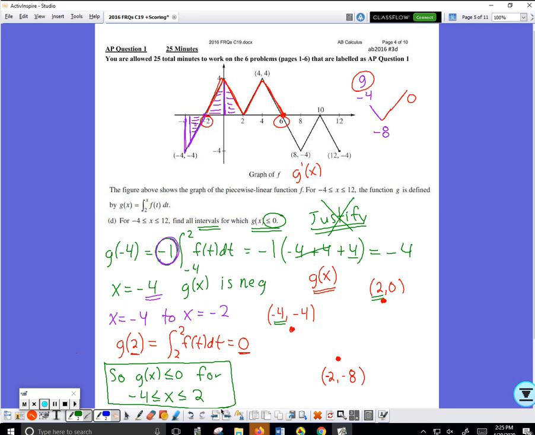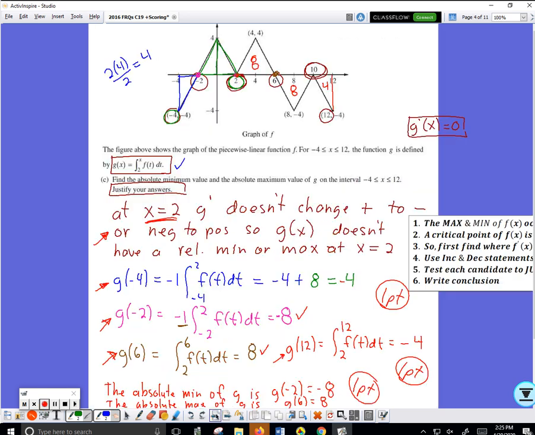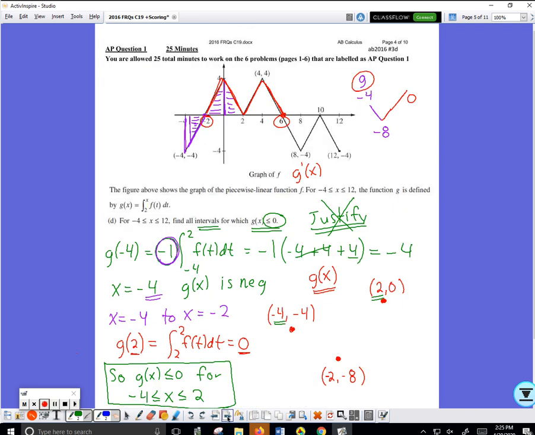G is going to just keep going up until I get to 6. I found that already. G of 6 was 8. So G keeps going up. So over here my picture of G, G keeps going up until we get here to 6 comma 8. Then for the remainder of the time we have a G prime graph that is always negative. So G will always be going down now.